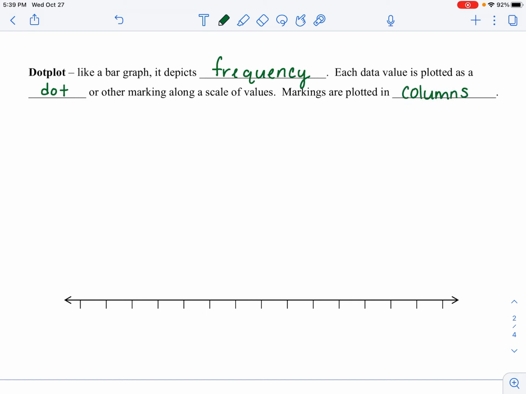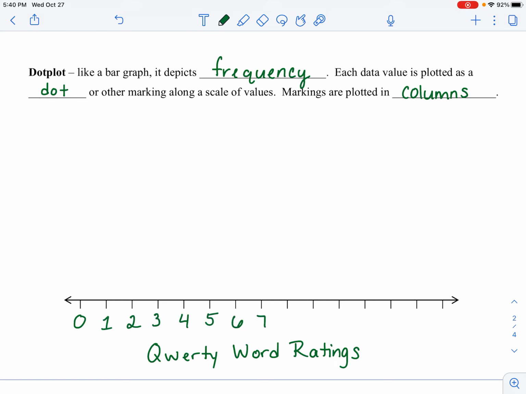All right. So we're going to go back and we're going to take a look at our QWERTY keyboard ratings from that problem that we've been talking about. So I'm going to label down here that we're doing QWERTY word ratings. And there were 52 words that we had the ratings for. And they ranged anywhere from 0 to 14. So along the number line, I'm going to label this as 0 through 14. The important thing when you're creating your number line is that you don't skip any numbers. Everything has a place, even if the data value doesn't exist, okay?